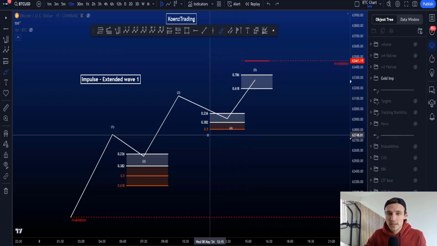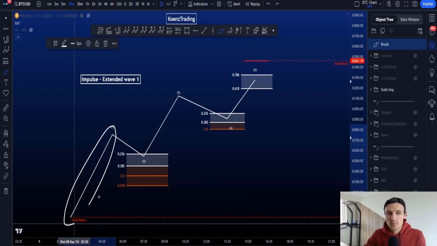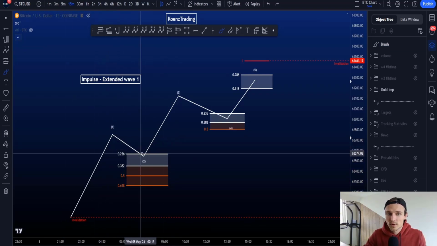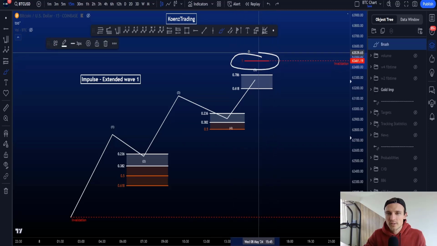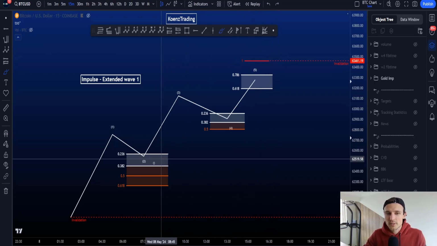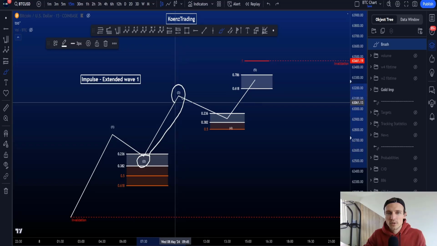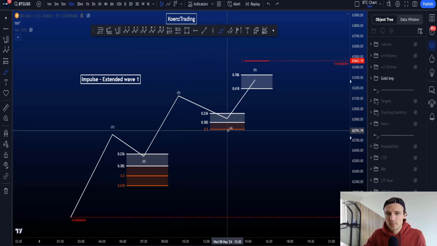Because wave 3 is not allowed to be the shortest, but with an extended wave 1, wave 3 is shorter than wave 1, wave 5 has to be shorter than wave 3, and the invalidation is therefore the 1-to-1 trend-based sub-extension taken from the low to the high of 3 to the low of wave 4.